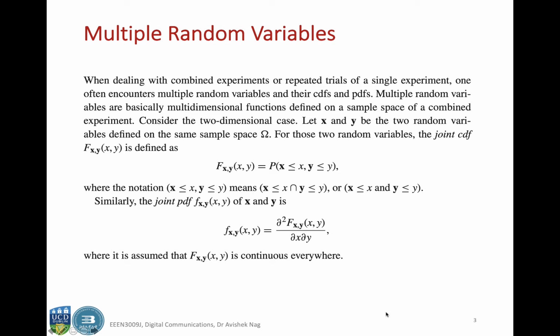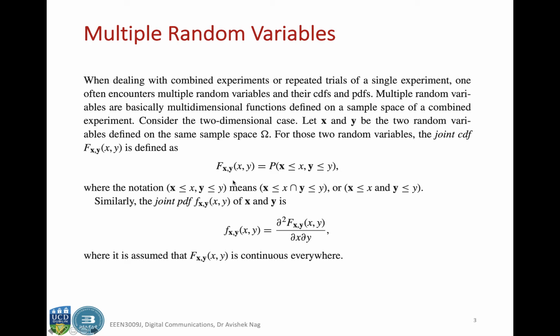So basically you have two random variables instead of one, x and y, and they can take the corresponding values small x and small y. Basically the CDF, or the cumulative distribution function, is defined as the probability of the random variable x taking a value less than or equal to small x, and simultaneously the probability that the random variable y takes a value less than or equal to small y. So this is defined as the joint cumulative distribution function.